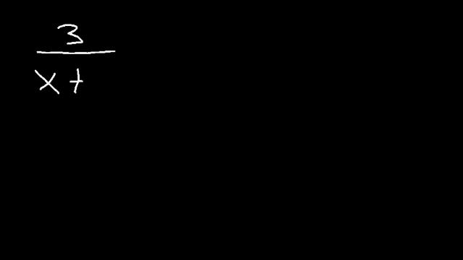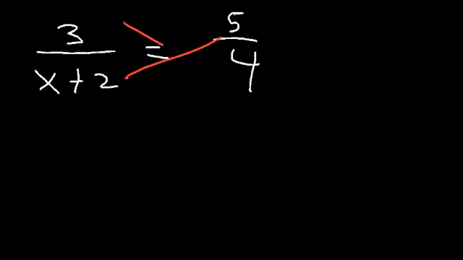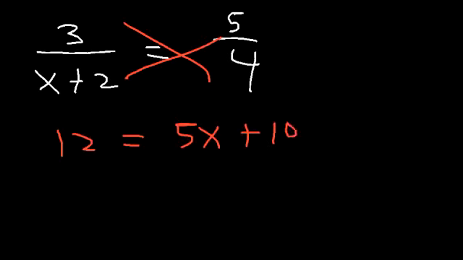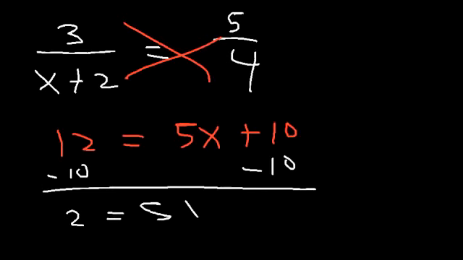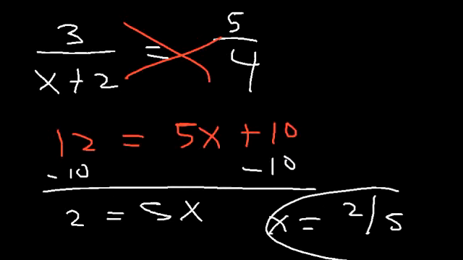So now let's say you have two fractions separated by an equal sign, how can you solve for the value of x? Whenever you have two fractions separated by an equal sign, you can cross multiply. So 3 times 4 is 12, and 5 times x plus 2 is 5x plus 10. So solving for x, let's subtract both sides by 10. So 2 is equal to 5x, and if we divide both sides by 5, x is equal to 2 over 5.